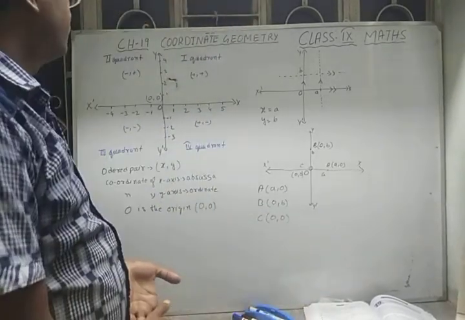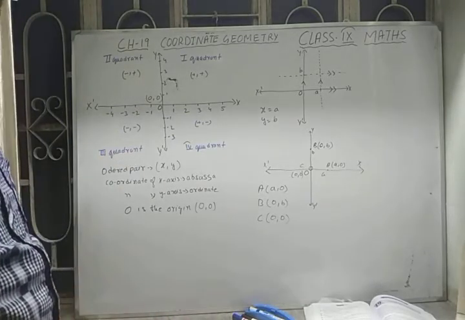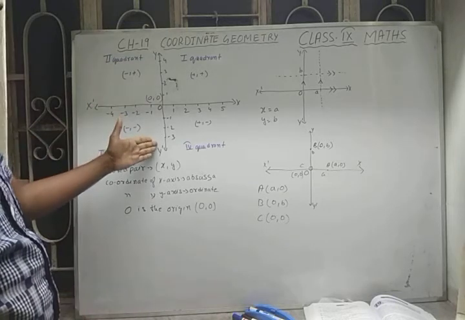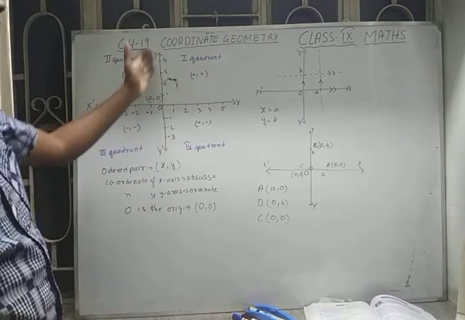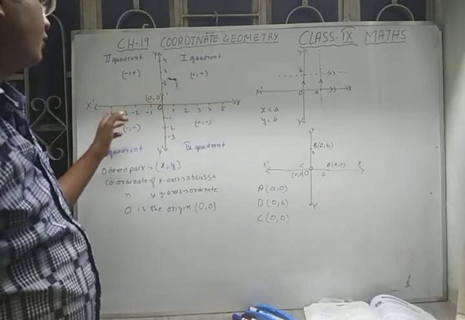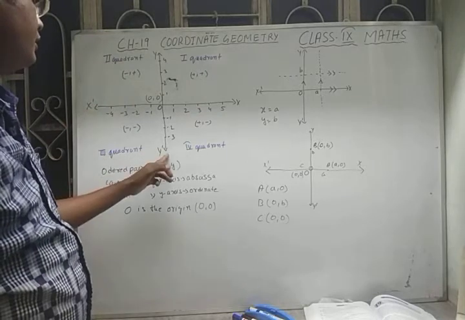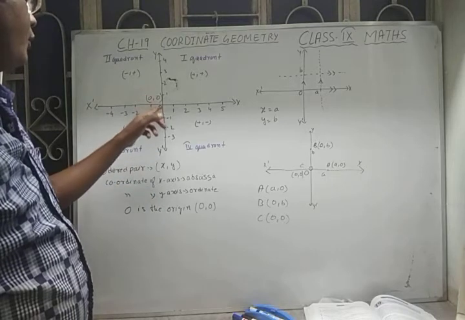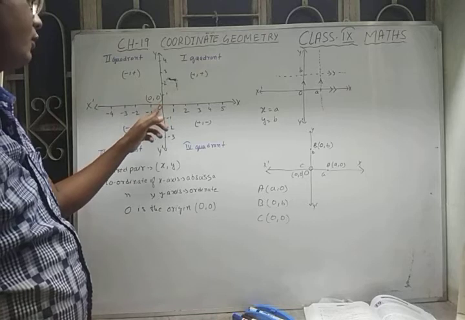Now, the basic things of coordinate geometry, first of all, that is the Cartesian system. What is this Cartesian system? For this Cartesian system, we have to draw two straight lines perpendicular to one another, and these are called axes. The horizontal line, this you can see, is called the x-axis, x and x dash, and the vertical line is called the y-axis, y dash.